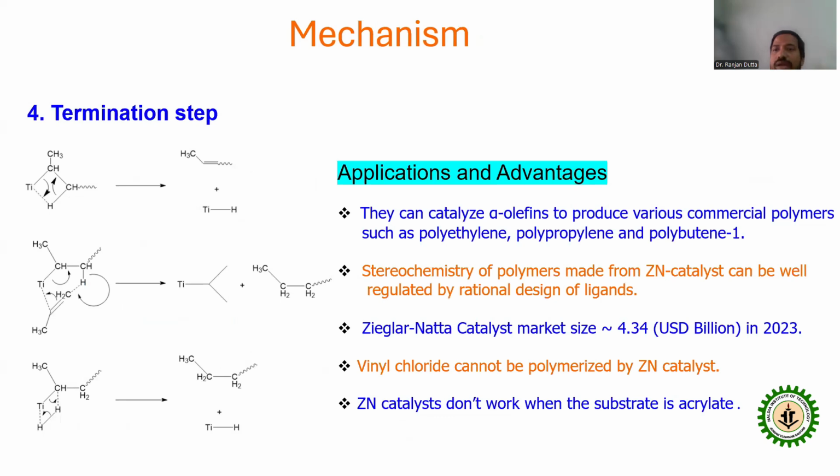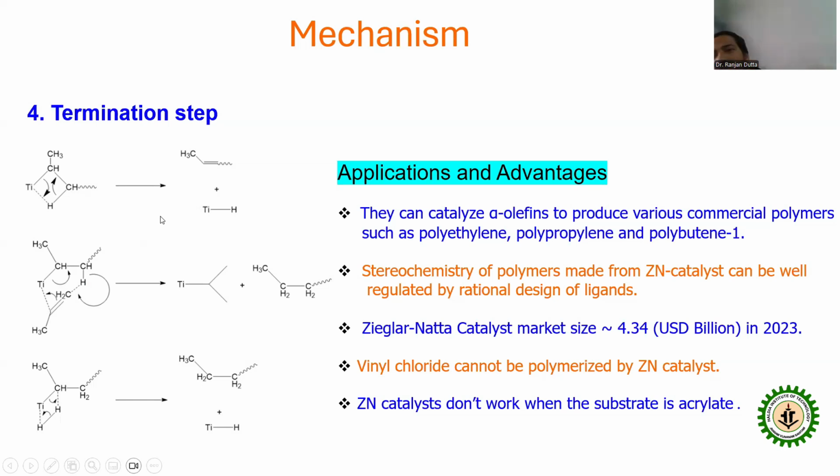The final step of any polymerization process is the chain termination step. Here we will get the dead polymer, which is the desired product. There are various pathways for formation of the final product. One is beta elimination, which is shown in the first pathway. In this way, we will get the desired or dead polymer.